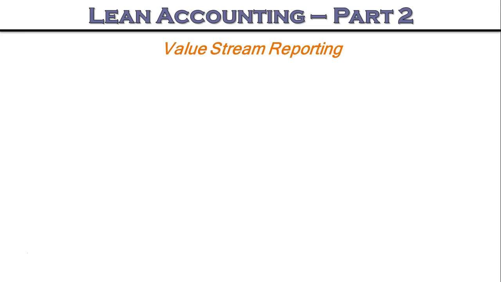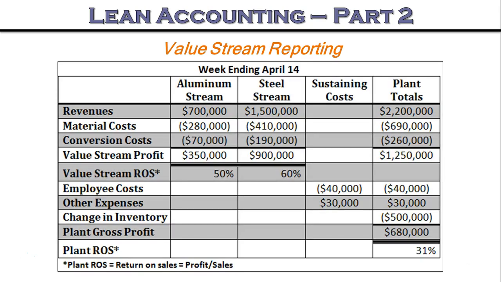Consider a plant of the auto parts manufacturing company that produces only 4 products. Within this plant are 2 value streams. First, aluminum wheels, models A and B, and the second, steel wheels, models C and D. The figure shows a profit and loss statement for the plant for the week ending April 14th.